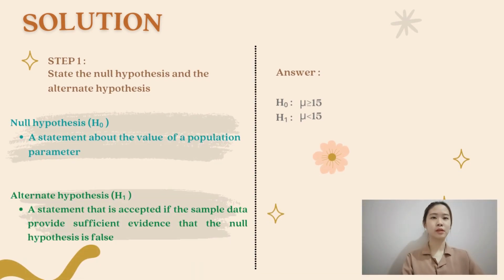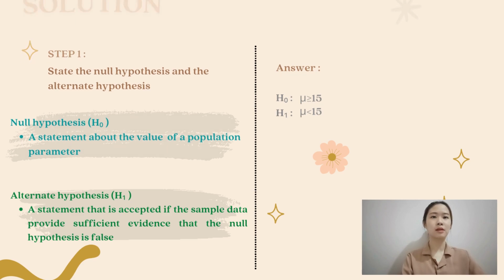There is a 6-step procedure that systematizes hypothesis testing. Step 1 is to state the null hypothesis and alternate hypothesis. The null hypothesis is a statement about the value of a population parameter. The capital H stands for hypothesis and the subscript 0 means that there is no difference. The alternate hypothesis is a statement that is accepted if the sample data provides sufficient evidence that the null hypothesis is false. The null hypothesis for question 1 is that the mean is greater than or equal to 15, while the alternate hypothesis is that the mean is less than 15.